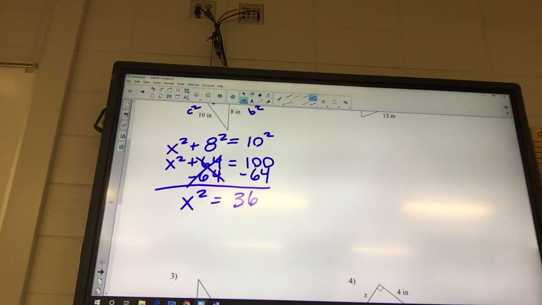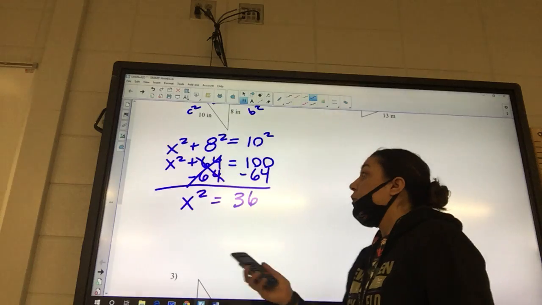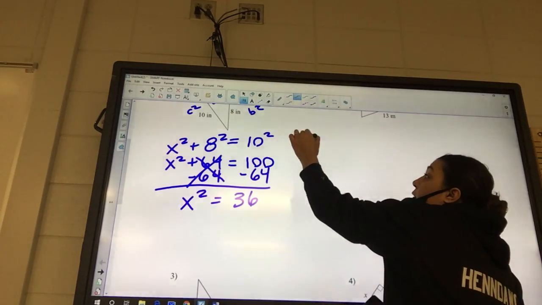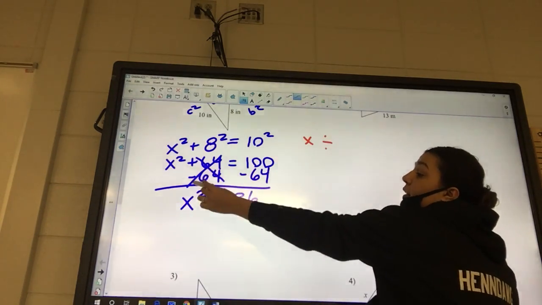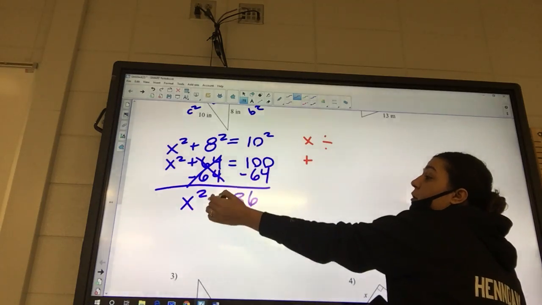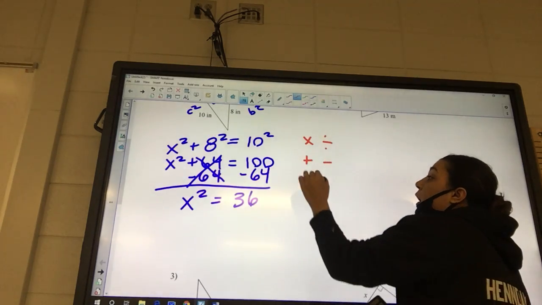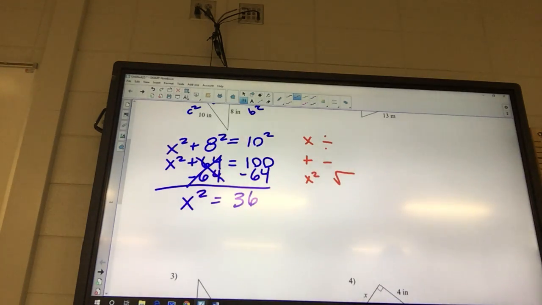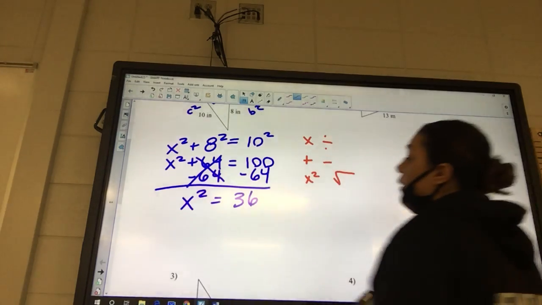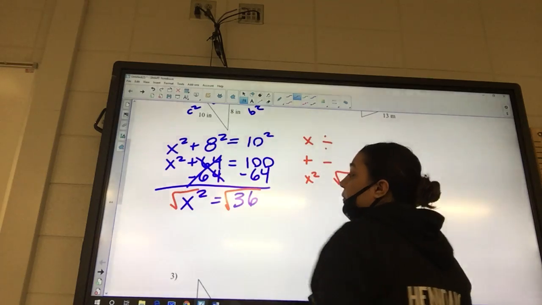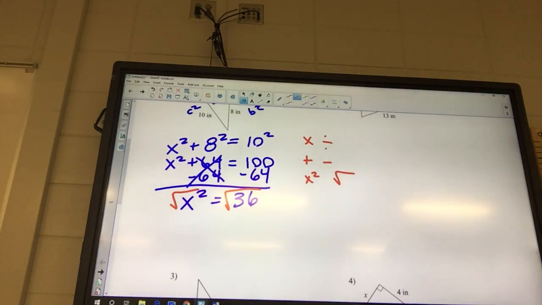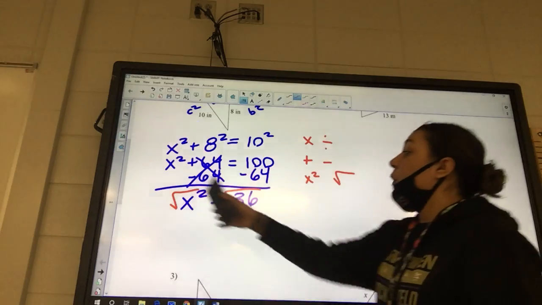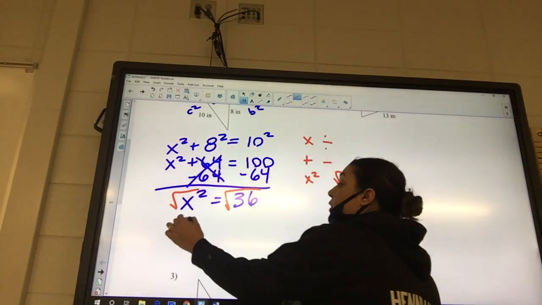Okay, and then our very last step, and some of you guys don't get the concept of square roots, but you need to. You know how multiplication and division kind of cancel each other out? Here we had addition and subtraction. We had a plus 64, so in order to move it, we needed a minus 64. A squared and a square root cancel each other out. Okay? A squared and a square root cancel each other out. And so we need to square root both sides. Okay, and so what happens here is the square root cancels that too. And so you're just left with x.